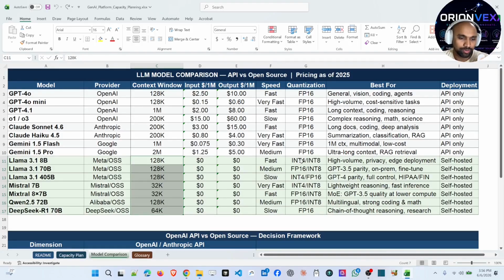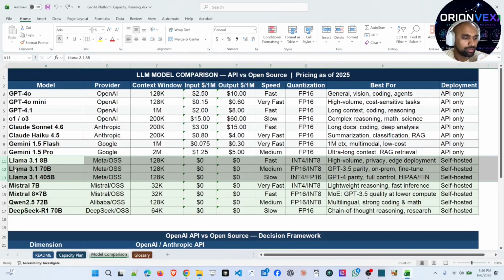And there are different quantization methods available to reduce the size of the inference models. We have three from Llama by Meta, that is Llama 3.1 8 billion, Llama 3.1 70 billion, and Llama 3.1 405 billion. The context window is 128K, and there is no cost associated with self-hosting for input or output. Llama 3.1 8 billion is fast, 70 billion is medium speed, and the 405 billion parameter model is slow.